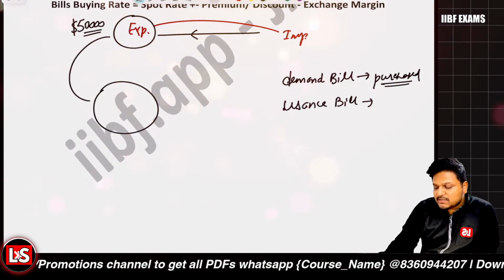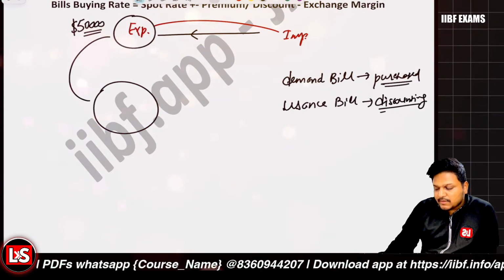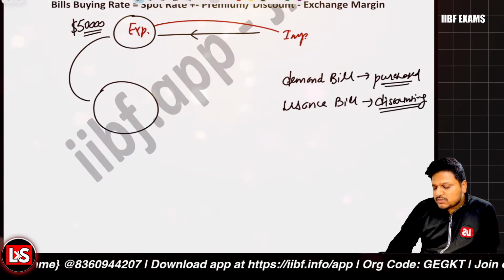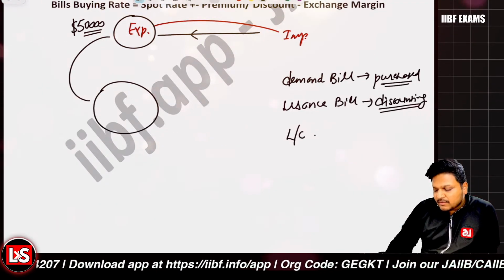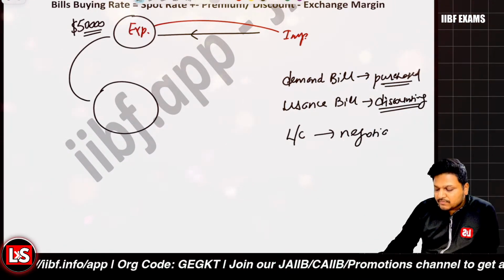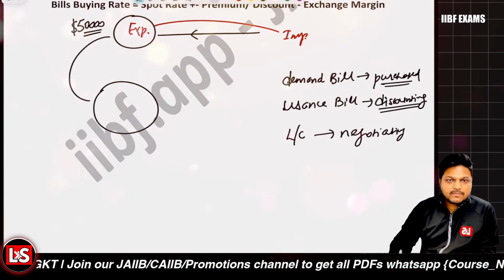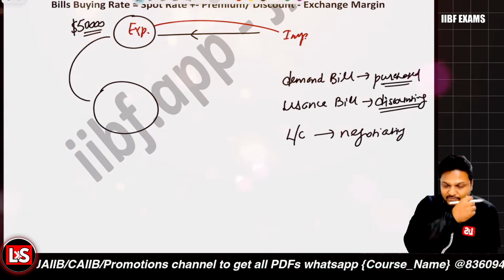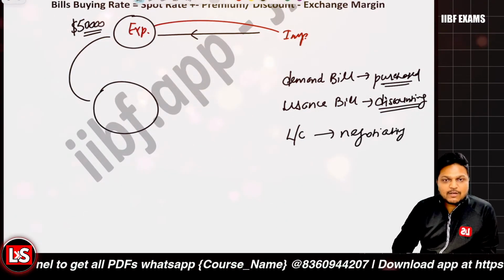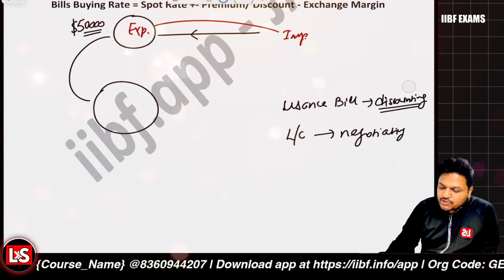Then we use the term discounting, right? We say it to be discounting. And when we use the bill under the letter of credit, we use the term negotiating. So as to negotiate the bill, right? So these are the three different terms. Demand bill is purchased, usage bill is discounted, and under the letter of credit, the bill is negotiated.